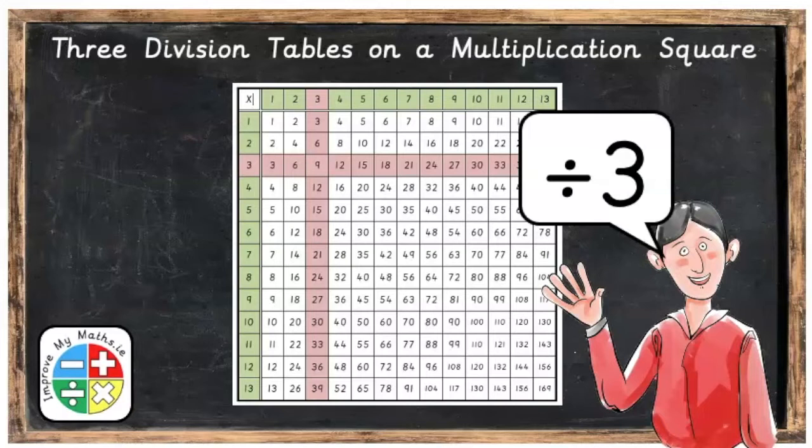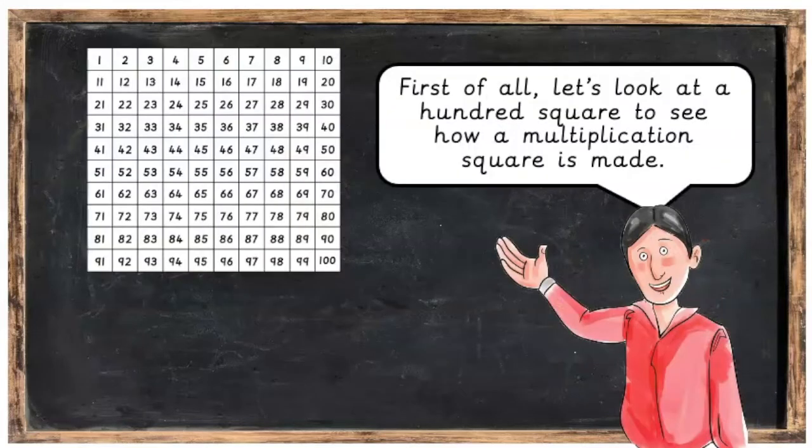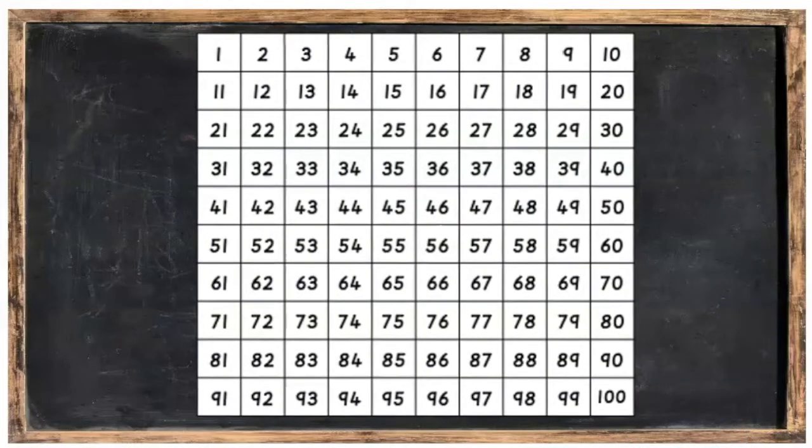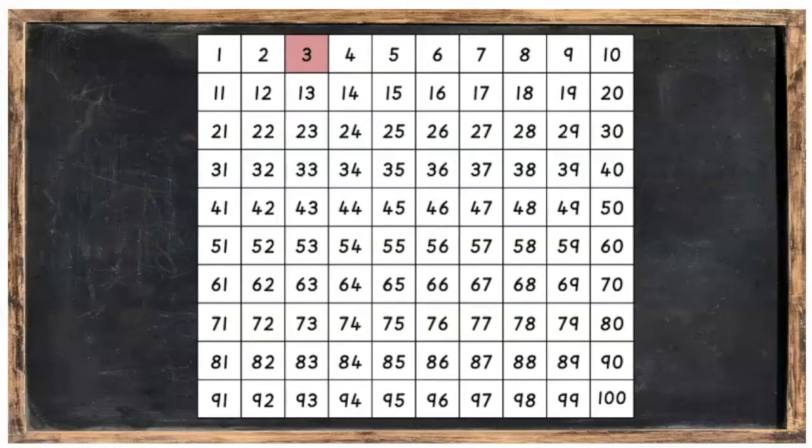Hi everyone, in this lesson we're going to learn how to use a multiplication square to do the 3 division tables. First of all, let's look at a 100 square to see how a multiplication square is made. So we're going to skip count in threes on the 100 square, starting on 3. And you can skip count along with me.